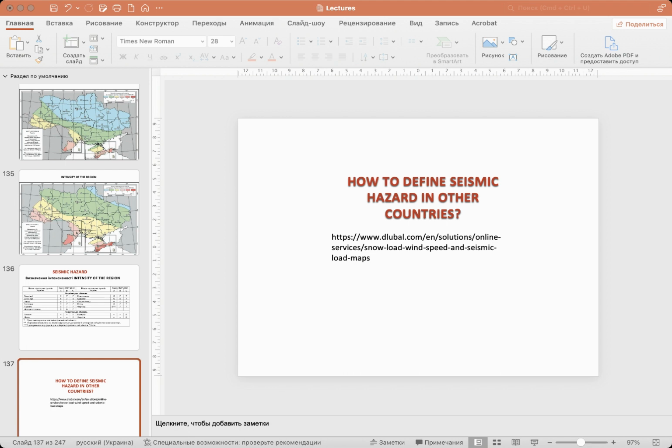So the main idea of that site is that you can find intensity and ground acceleration for a certain location on the map. I'll try to record it at an additional time and upload it to YouTube for you to show how it works. And that's all for today. Do you have any questions?